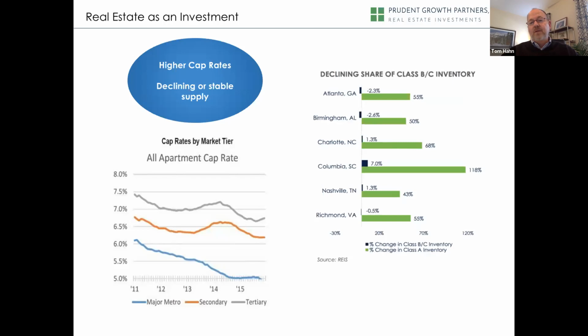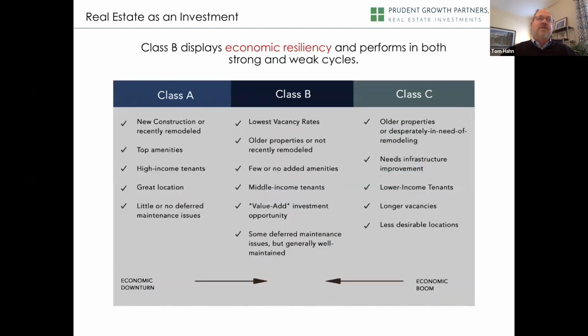So the scenario that we see is all of the building, all of the construction is Class A. Very few people are building at the price points that we're buying at. And that's a huge demographic. I mean, the working class demographic in this country is growing, and the supply is simply not there.